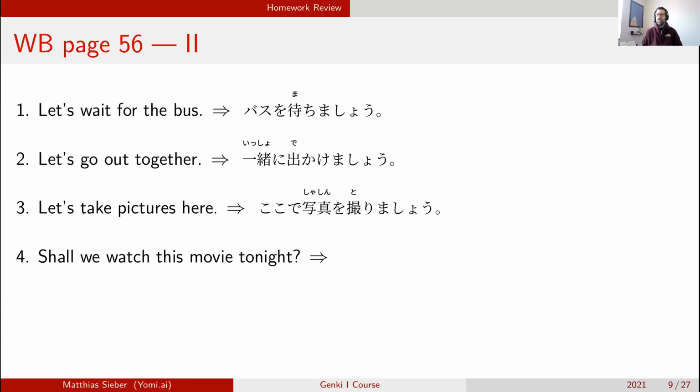Shall we watch this movie tonight? この家が, oh no, この家が, I don't know why I have a ga in there, but I'm just going to keep it. You probably mean この映画, this movie, right? Oh, 映画, right, it's part of the noun. Yeah. So この家がを見ましょうか? Right? 今晩, like tonight. この映画を見ましょうか? Nice. はい.